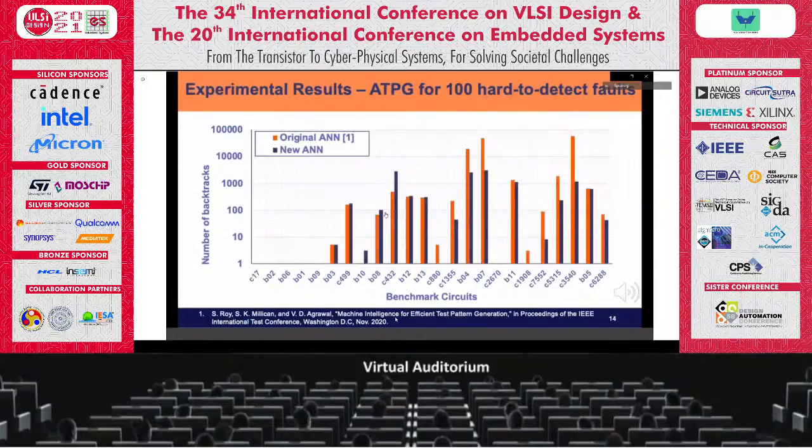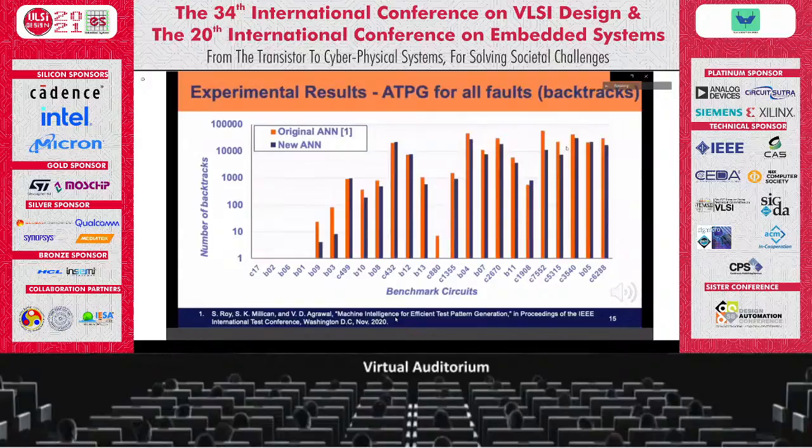The graph shows how the new ANN performs on 100 hard to detect faults across benchmarks as compared to the original ANN. In terms of backtracks, with few exceptions, the new ANN does the same or better in reducing backtracks compared to the original ANN, especially for larger circuits. This experiment used all faults, that is testable and redundant faults, to show the efficacy of guidance by the new ANN using the proposed training procedure. Clearly, the new ANN performs better with fewer backtracks than the original ANN as shown in the graph, reaffirming the value of the proposed training technique of this study.